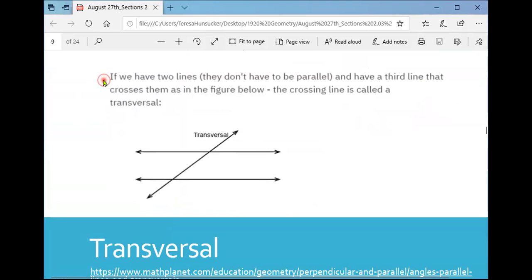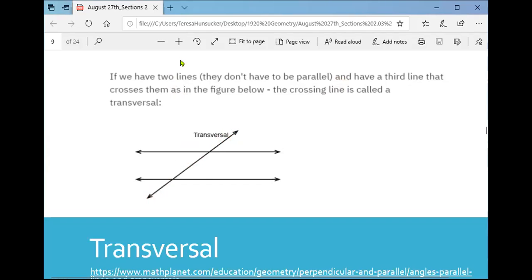Okay, let's take a look at my spotlight here. If two lines, they don't have to be parallel, so we have these two lines here that appear to be horizontal and have a third line that crosses them as in the figure below. The crossing line is called a transversal. Now, what makes a transversal special?